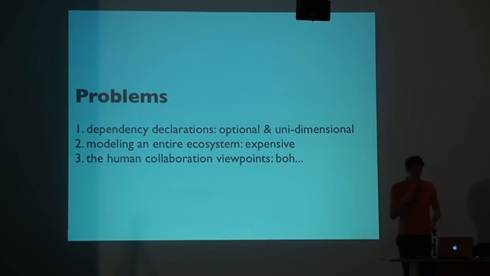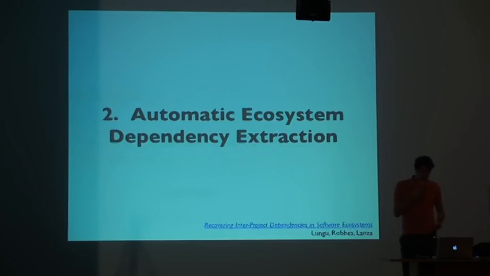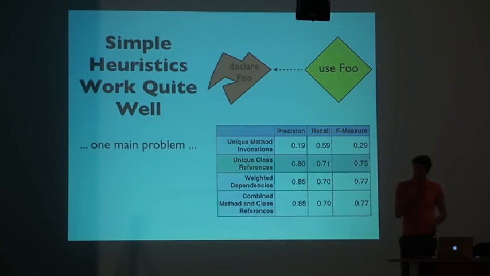Then, to address point one here, we went on and looked at whether we can take an entire ecosystem and automatically extract dependencies between systems. We said, let's just take a very simple heuristic: if a project declares an artifact called foo, and there's another one that uses that artifact, there's a dependency between the two of them. And we did that on a subset of Squeaksource. What we found was that it was working quite well, but not perfectly well.